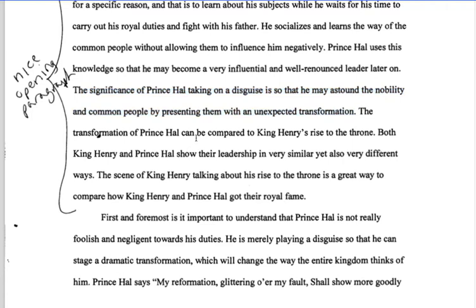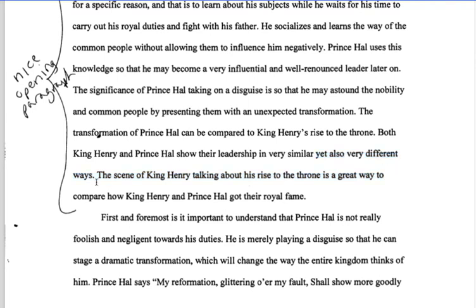The transformation of Prince Hal can be compared to King Henry's rise to the throne. And this is the scene that they're going to look at where this comparison is made explicit. Both King Henry and Prince Hal show their leadership in very similar yet also very different ways, and that's also important. You want to declare in your argument both similarities and differences, right? Because no two Shakespeare plays are exactly alike, although they may deal with similar themes.